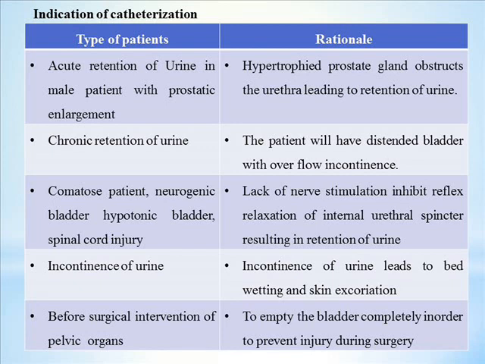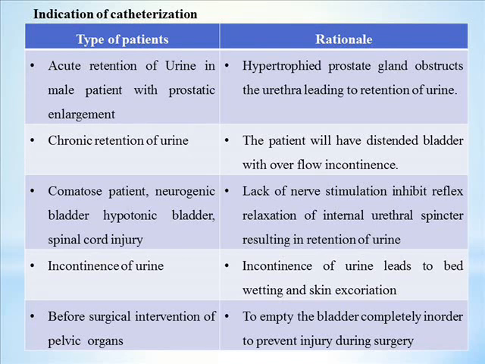Number 2 is the chronic retention of urine, due to which the patient will have a distended bladder with overflow incontinence. Then number 3 indication is for comatose patient, neurogenic bladder, hypertonic bladder, spinal cord injury, because of the lack of stimulation inhibit reflex relaxation of the internal urethral sphincter, resulting in retention of urine.